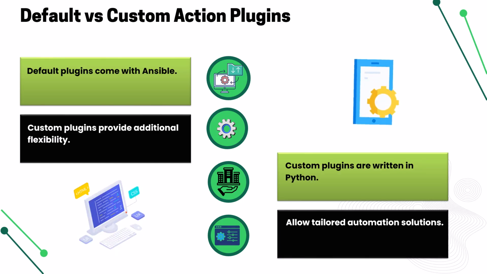Ansible offers default action plugins right out of the box. But what if you need something unique? That's where custom plugins come in. Written in Python, these plugins allow users to fine-tune automation, providing specialized solutions tailored to specific needs. It's like upgrading from a standard toolset to a fully customized toolkit.